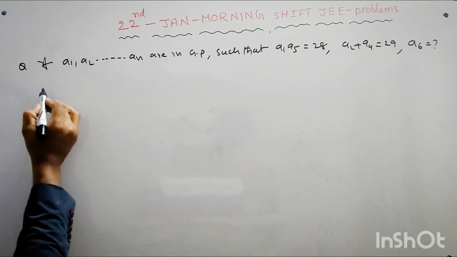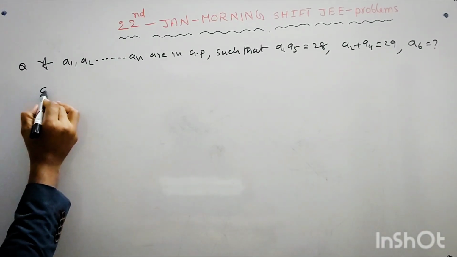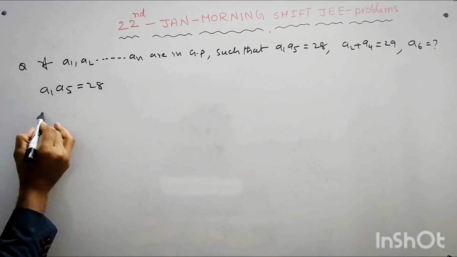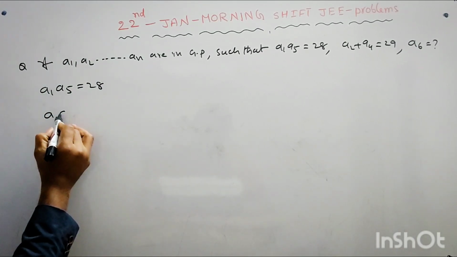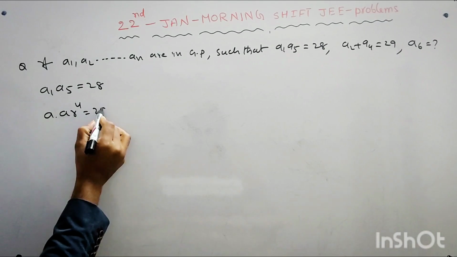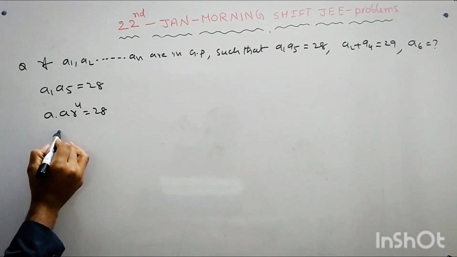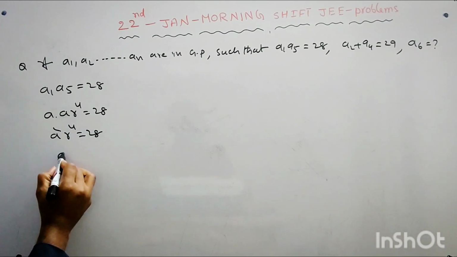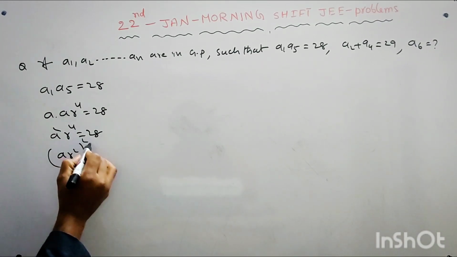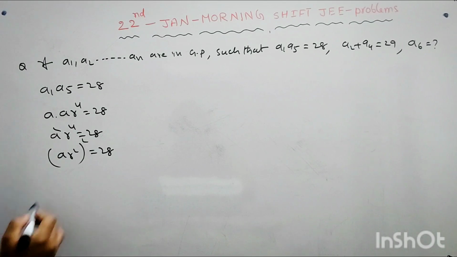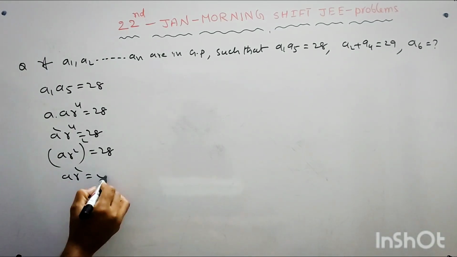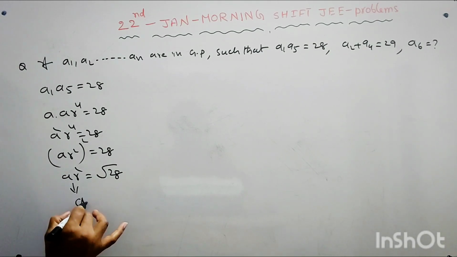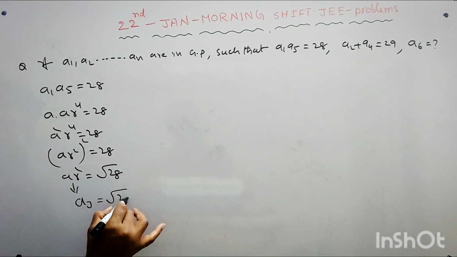Okay, right? So the first given condition is A1 into A5 is equal to 28. A1 means A only. A5 means A R power 4, is equal to 28. This can be written as A square R power 4 is equal to 28. That means A R square whole square is equal to 28. So A R square is equal to root 28. What is the value of A R square? A R square is nothing but A3. A3 is equal to root 28. Let it be.